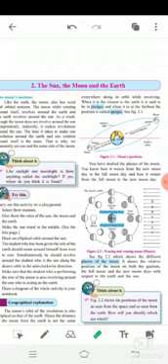Okay, try this activity at home. Carry out this activity on a playground. Select 3 students, give them the roles of the sun, the moon and the earth. Make the sun stand in the middle. Draw an elliptical orbit around the sun.